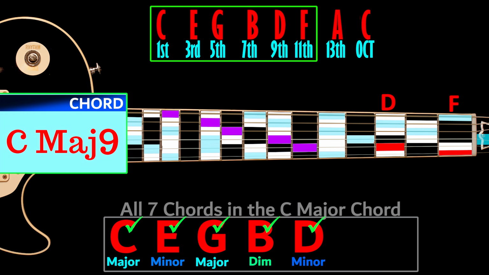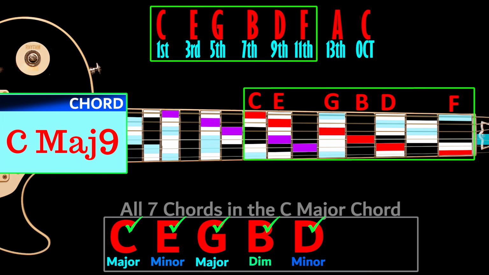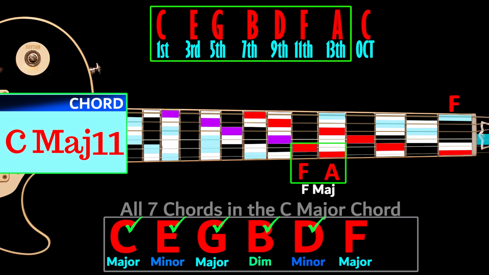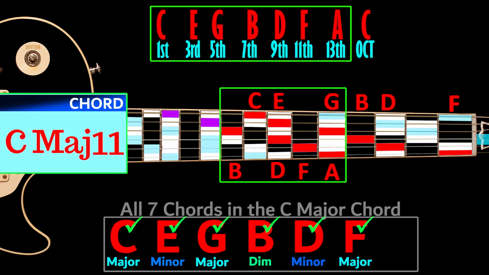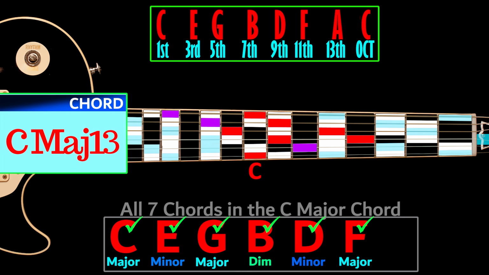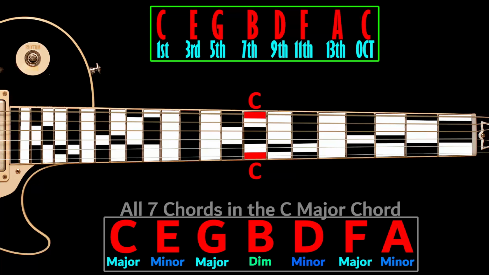By adding the F to our C chord, it turns the chord into a C major 11. Adding a major third adds the A note, which makes the F an F major dyad. But the A note transforms our chord into C major 13. And adding the last minor third, the note C, makes the A an A minor dyad. The C is the final octave.